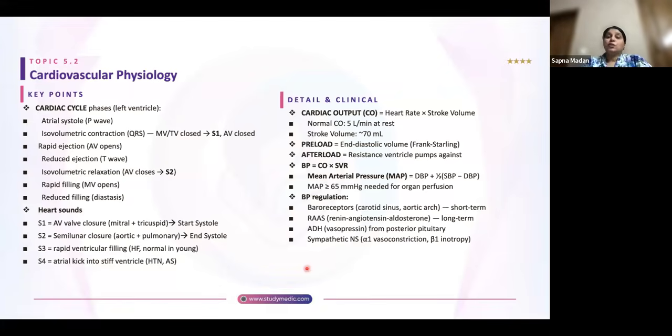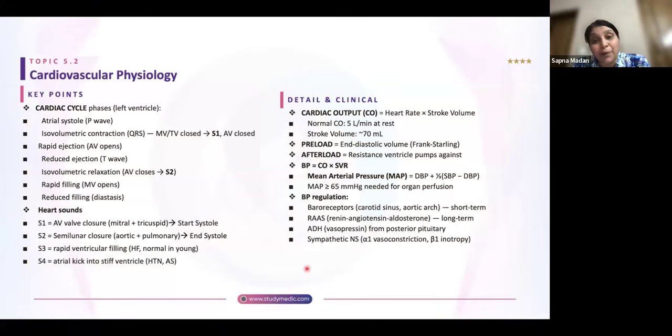What is the preload? Preload is the end diastolic volume. End diastolic volume, in the sense of the ventricular fiber length before the contraction stage. And according to the Frank-Starling principle, more filling, more contraction, so the heart will be able to eject better. Okay, so that is the Frank-Starling principle. Afterload is, of course, the resistance against which the ventricle has to pump, and the more the afterload, the more the load on the heart, and it is going to be pathological.